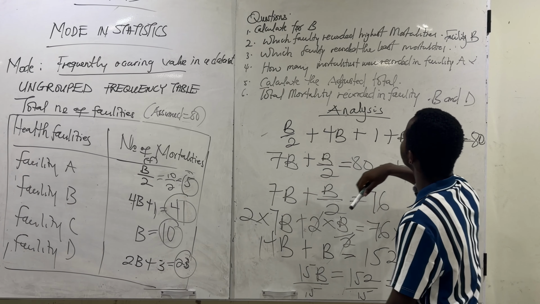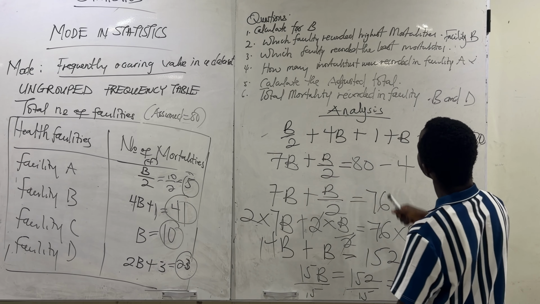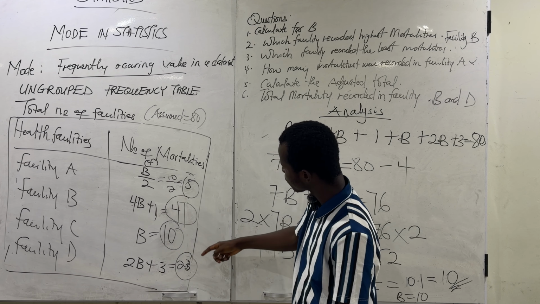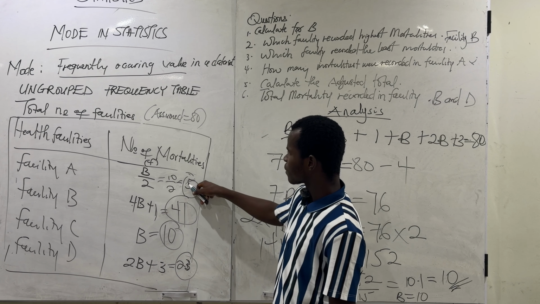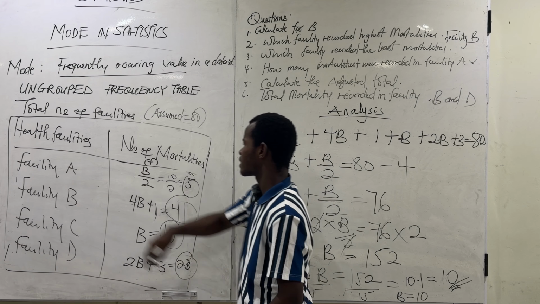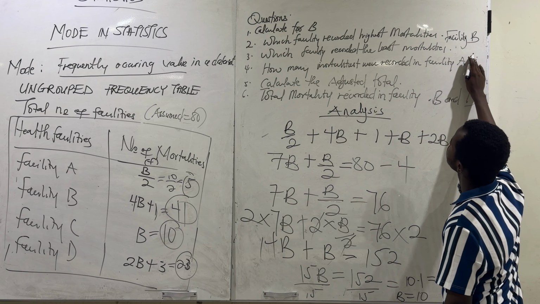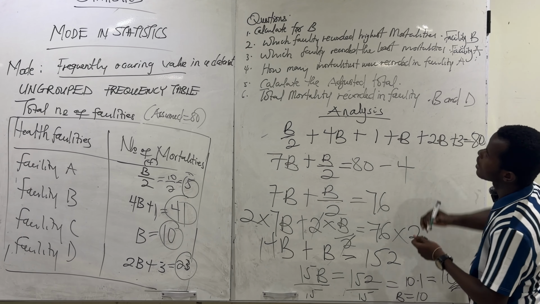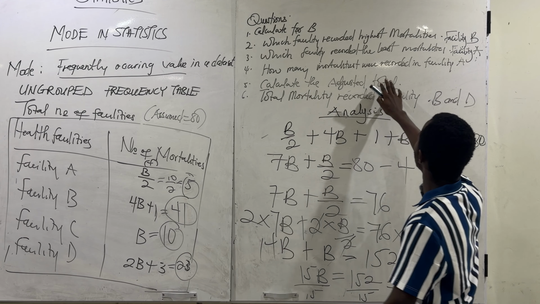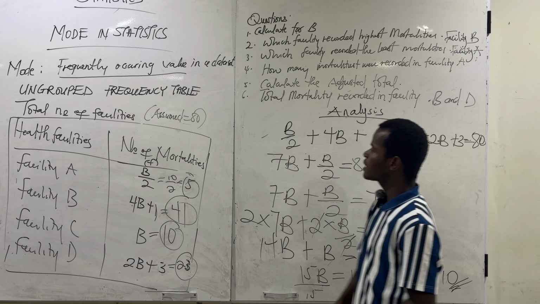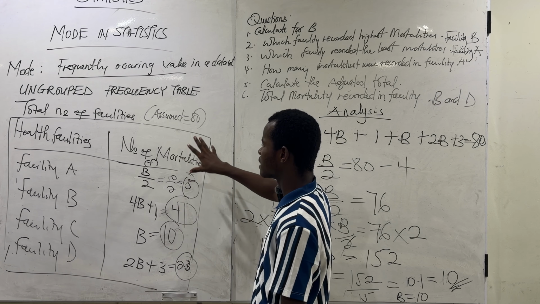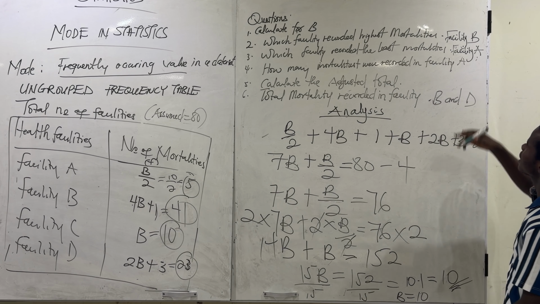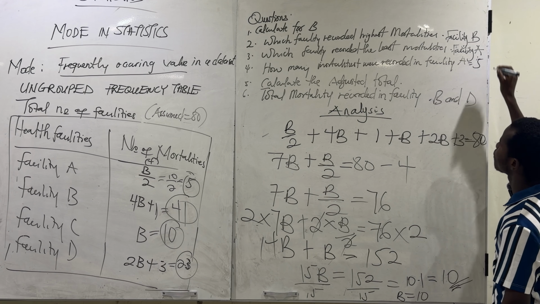And then the third question is, which facility recorded the least mortality? So that one too, you look at the one with the lowest frequency and you trace it to the facility. So facility A, which is 5. And question 4, how many mortality were recorded in facility A? The question is asking for the exact value for facility A, which is 5. So the mortality at facility A is equal to 5.